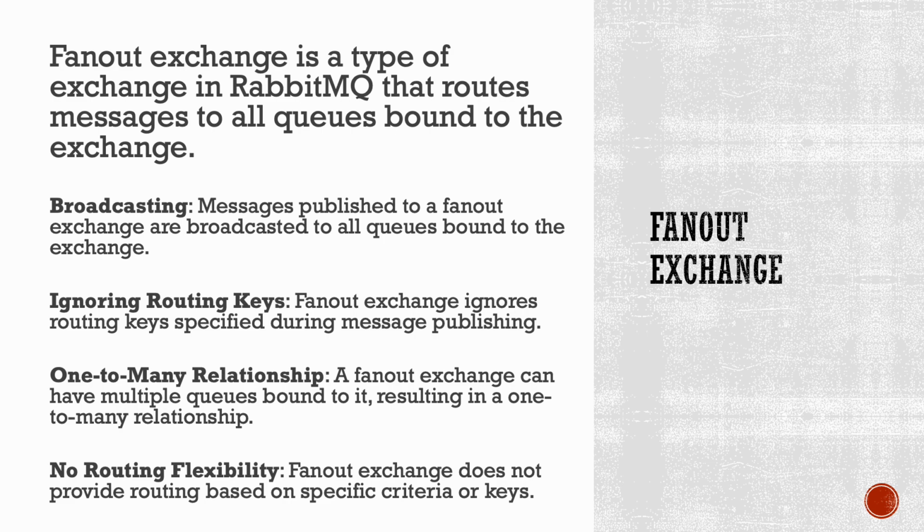One-to-many relationship. A fanout exchange can have multiple queues bound to it, resulting in a one-to-many relationship. Each queue receives a copy of every message. No routing flexibility. Fanout exchange does not provide routing based on specific criteria or keys. It is primarily used for broadcasting messages to multiple consumers. A fanout exchange is commonly used in scenarios where you want to distribute the same message to multiple consumers or queues without any filtering or selection criteria.